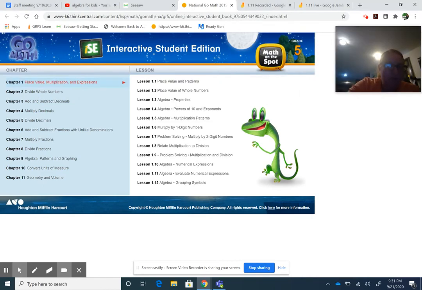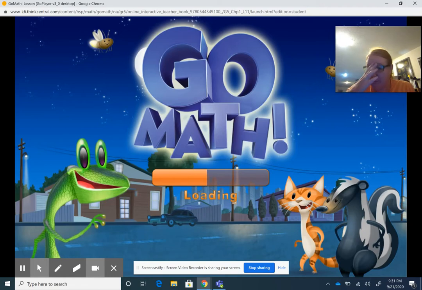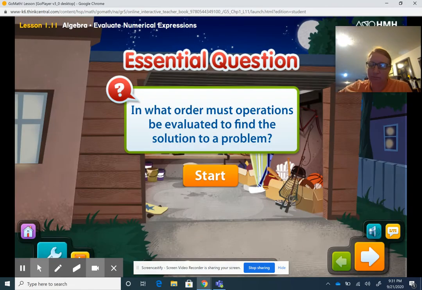We want chapter 1 and lesson 11. In what order must operations be evaluated to find the solution to a problem? Now, this is going to be finding more than just the missing piece. It's going to be doing things in the right order. And I have a really awesome trick for you.